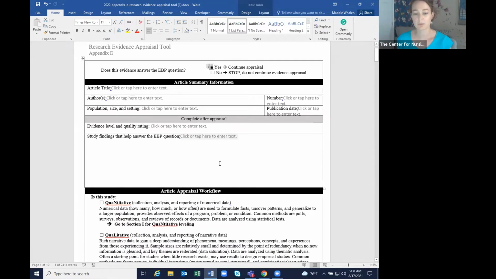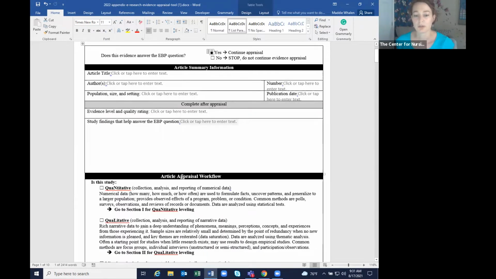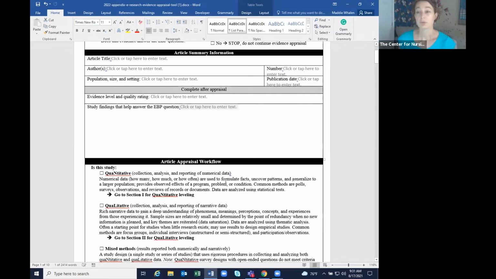So the first thing that we want to do is go down to our article appraisal workflow. But before we even got there, I gave you a little hint in that we're using the research appraisal tool. But how do we know that this is a research article and not a quality improvement article? Because there can be a lot of similarities between those two types of projects.